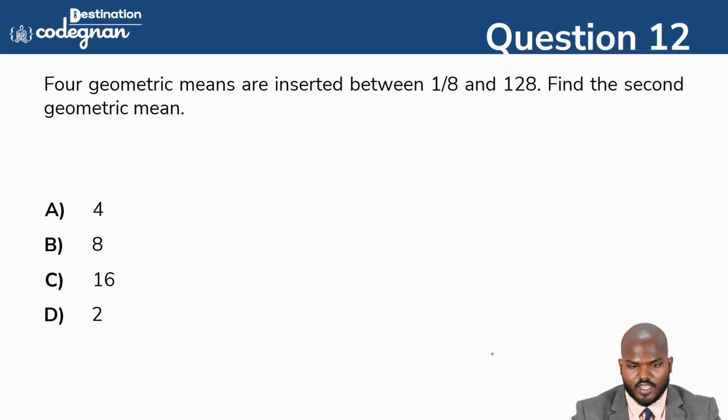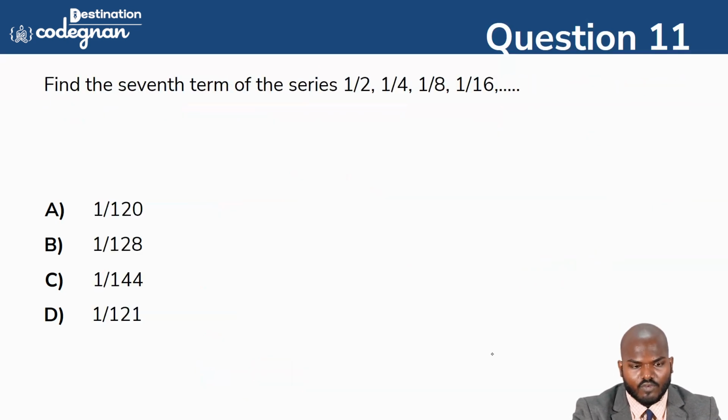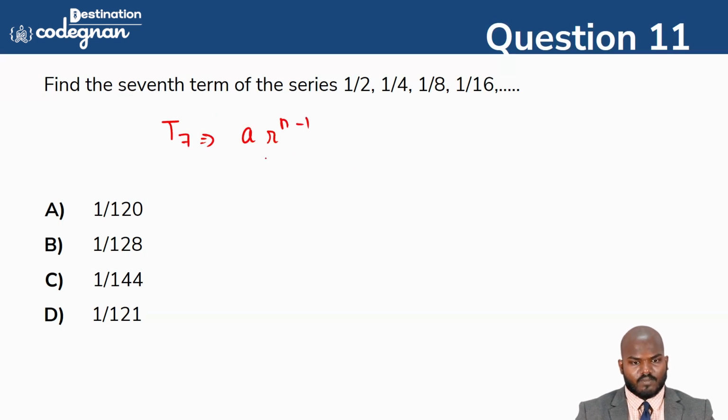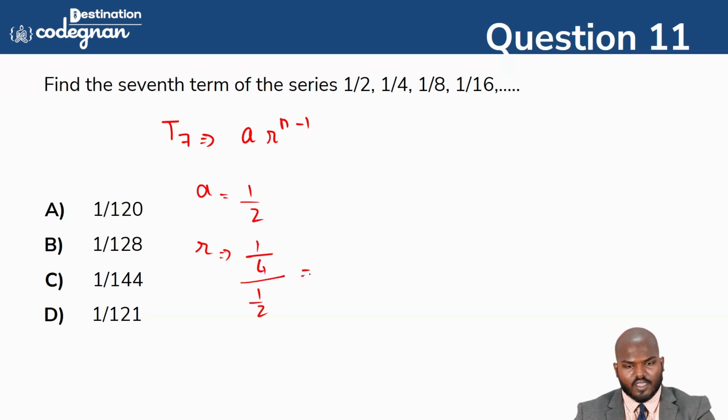Okay, going for the next question, guys. They are asking for the 7th term in the series. We know the formula: T7 is equal to a r power n minus 1. The first term is a is equal to 1 by 2. And r is equal to 1 by 4 over 1 by 2. If you keep it here, the value will be 1 by 2 only. That is, r is equal to 1 by 2.